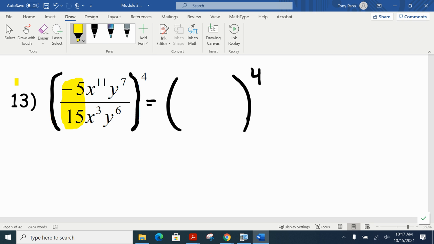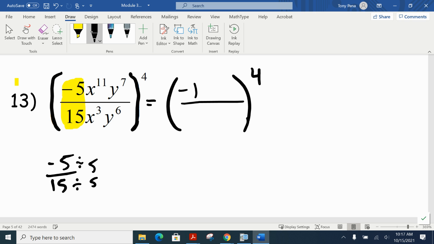This is one hopefully that we could do. If you don't remember, you're just looking for the greatest common factor of these. What goes into both a 5 and a 15? 5. So you can reduce both of those by a 5. So you get a -1 on top, and then you get a 3 in your denominator.